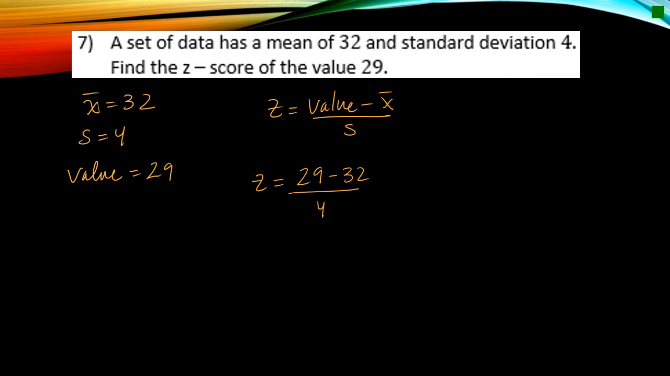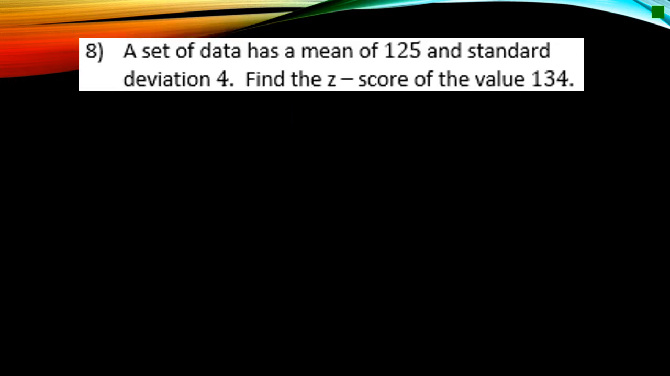So when you calculate, you get that this is -3 over 4. So this would be -0.75. So this one we didn't have to round because it just came out to be 2 decimal places. So that's our answer. Same question as number 7, just different numbers.